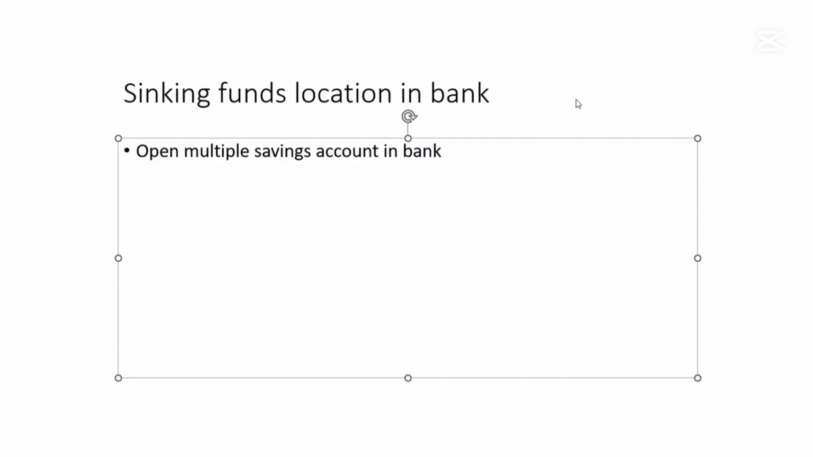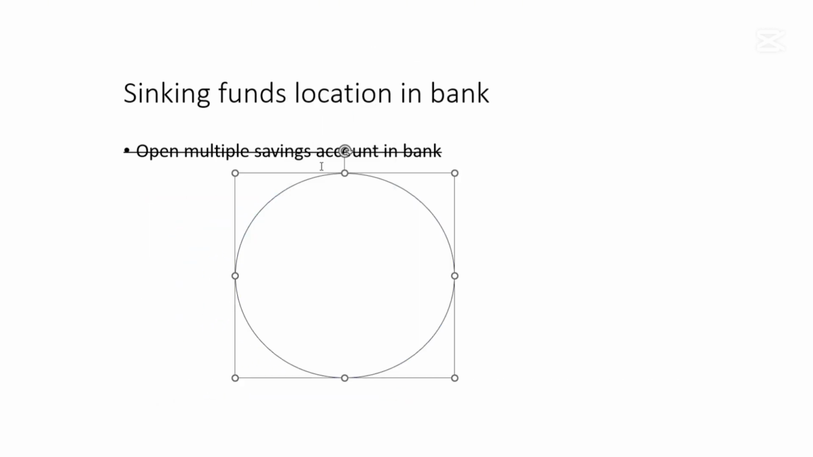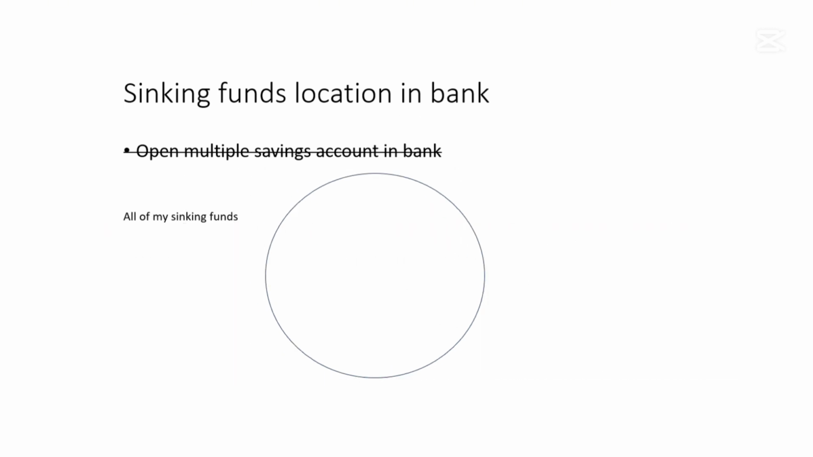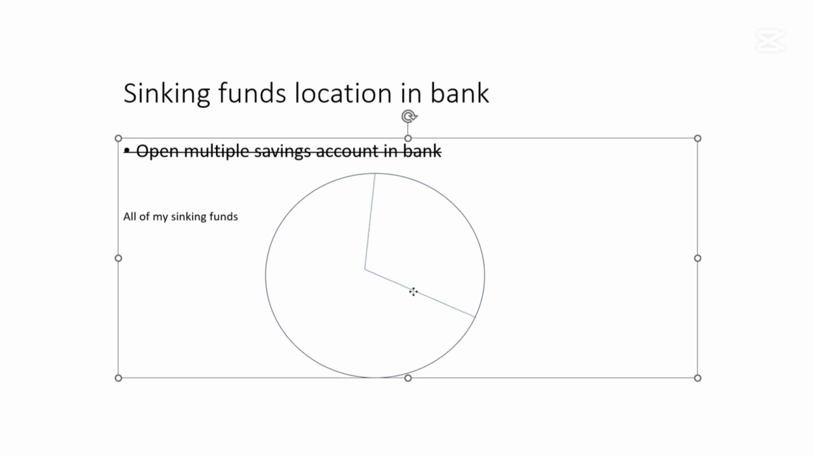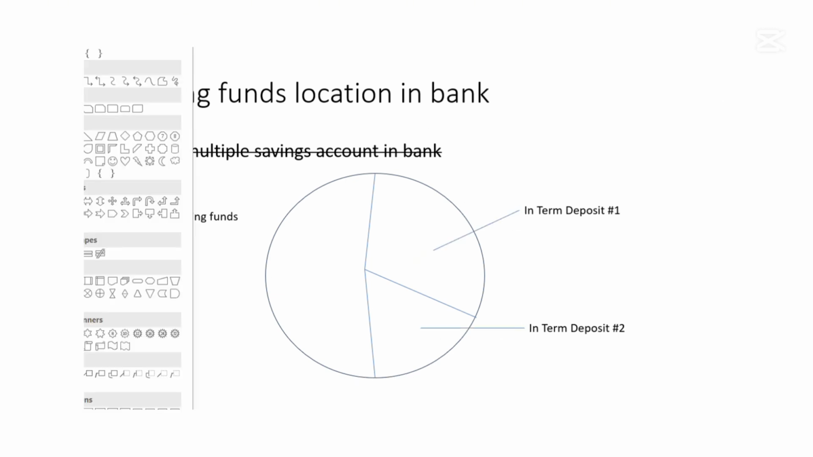Here's a little side note on where my sinking funds are allocated in the bank. There is a method where people have opened multiple savings accounts to allocate for each of their sinking funds. Personally, I have a different approach to it. Let's imagine that this circle represents the total amount of money I have in my sinking funds. There are different amounts allocated into different accounts in my bank, such as term deposits and savings accounts. This is mainly because I do not want the money to just be sitting in the bank and not earning any interest. On the other hand, I would like to also pull out some money when I need them.